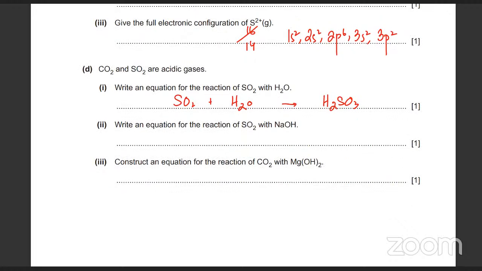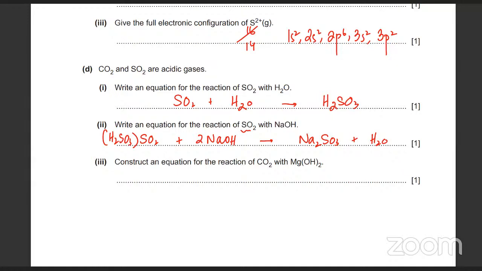Now he's asking for an equation for the reaction of SO2 with NaOH. Imagine this as a reaction of H2SO3 with NaOH. It's an acid-base reaction. So the salt that's going to be produced is Na2SO3, Na plus 1 and SO3 minus 2, plus water. Water is going to be produced as a byproduct.